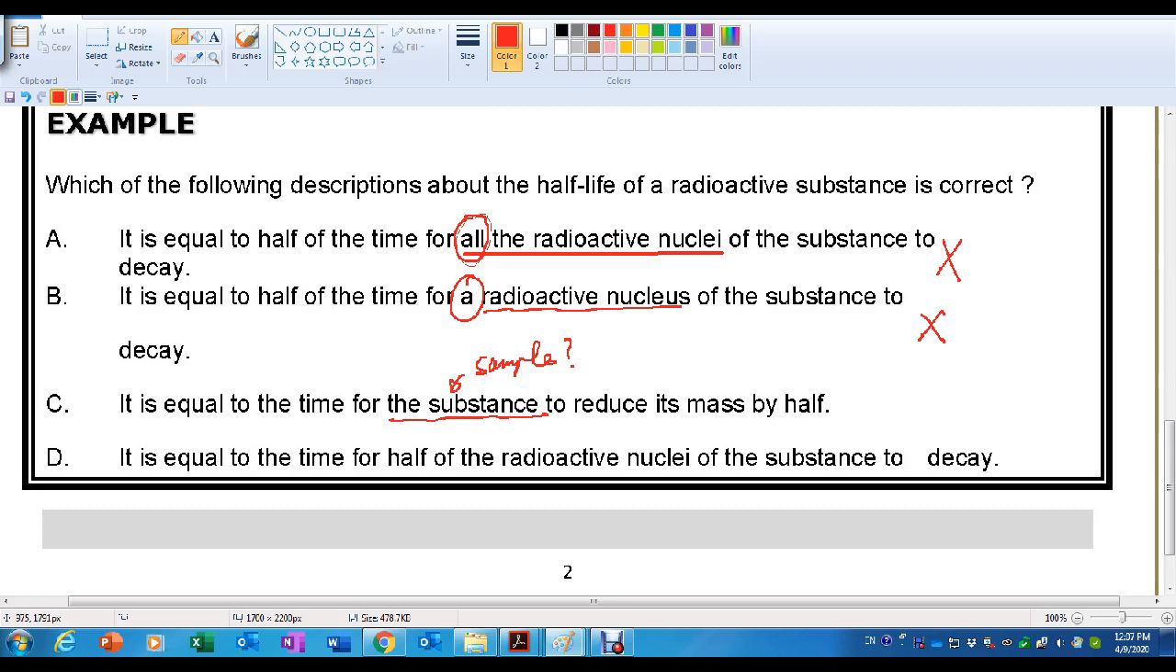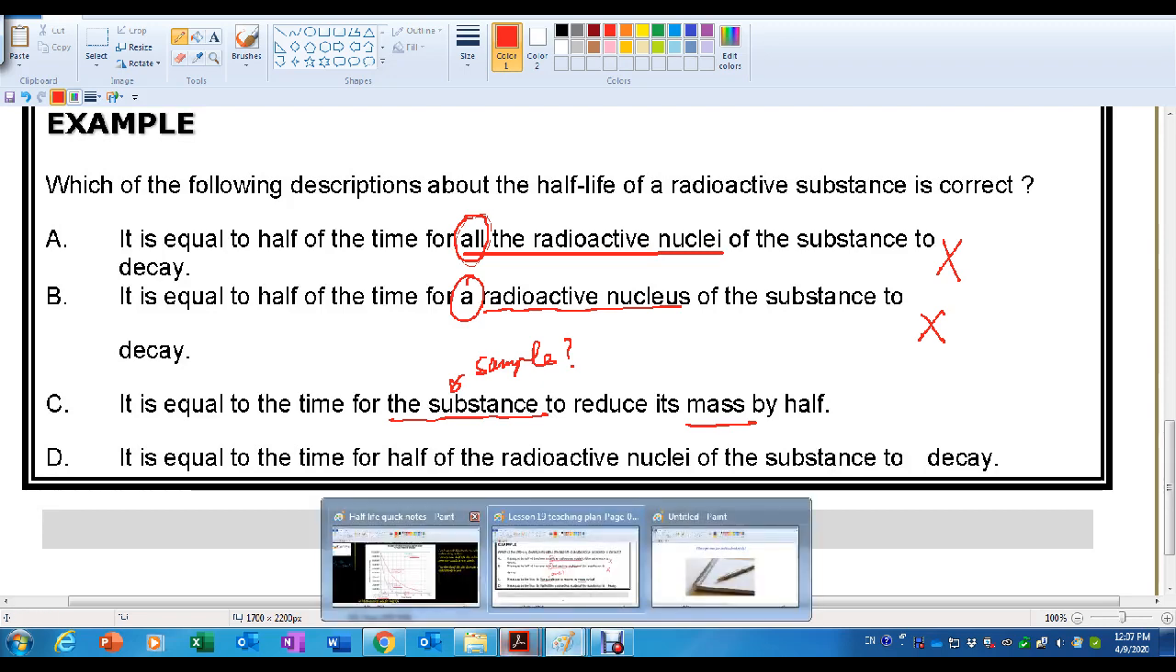Okay, so we know that the number of radioactive nuclides is going to be reduced by half, but how about the mass of the sample? The mass of the sample is actually not changed. Okay, let me show you the graph here.